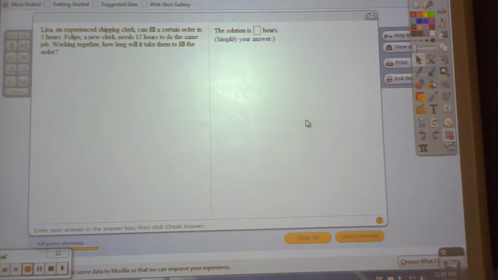Now, I got a question. If it takes her 5 hours by herself, and they work together, what's the answer going to be? More than or less than 5 hours? Less than, because she's got an extra pair of hands. Unless he's just inept and can't do anything right, he is going to help her. So the answer is going to be less than 5 hours.